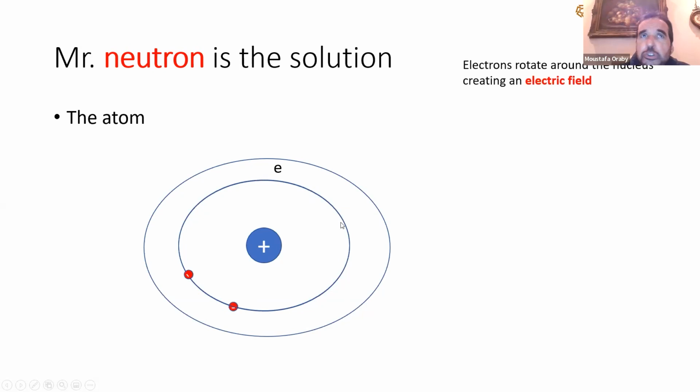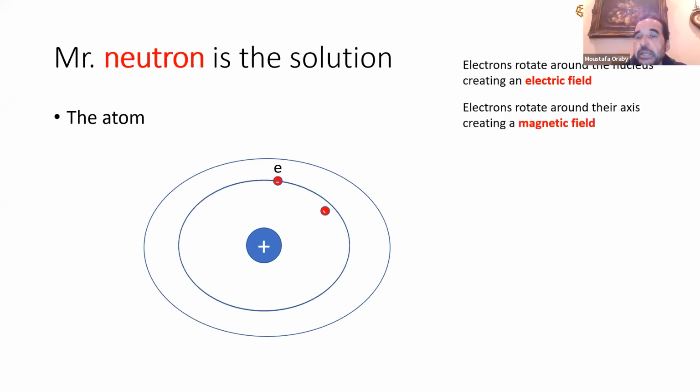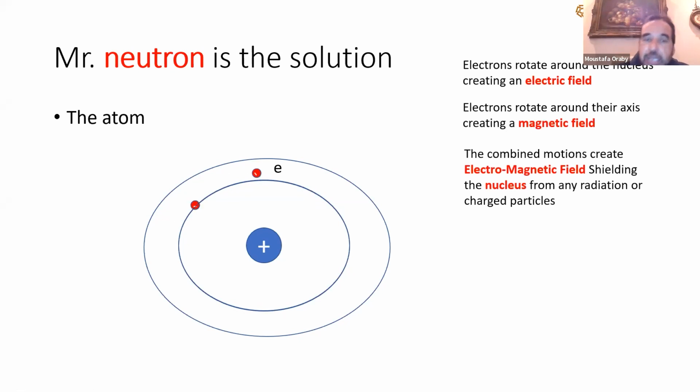Also, every electron, if you think about it, is like the solar system that we live in. Things are rotating in orbits, and they rotate around themselves. For example, Earth rotates around the sun, and it rotates around itself. It's exactly what happens to the electrons. Electrons rotate around the nucleus, and they rotate around themselves. When they rotate around their own axis, they create a magnetic field. So there is an electric field and a magnetic field. That's why when we hear about the electromagnetic field, there is an electromagnetic field surrounding the nucleus.